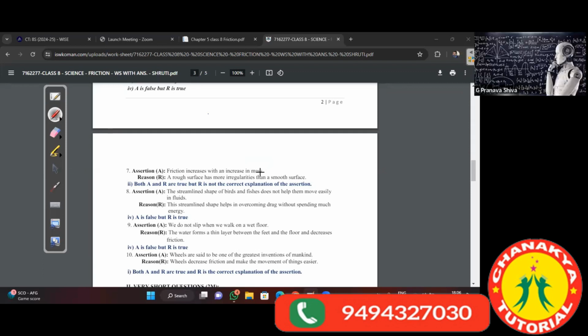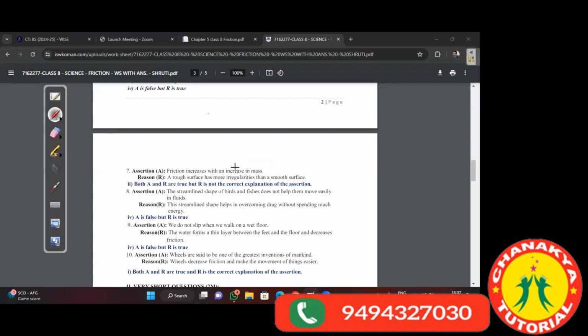I think true, sir, because if we are not able to move a heavy box, that is the reason. Yeah, the reason is mass. On the same surface, if you are pulling a lighter object, you will be able to pull it, and if you pull a heavy object, it is difficult to pull. So the reason is mass, and we have also studied this with an activity. So friction increases with an increase in mass. This is true. The second one is the reason: a rough surface has more irregularities than a smooth surface. True, sir. Yes, so both are true.